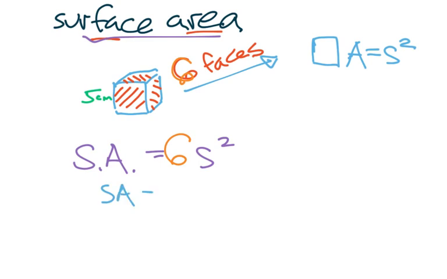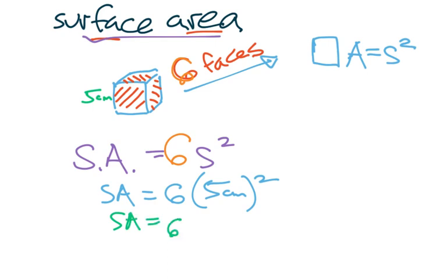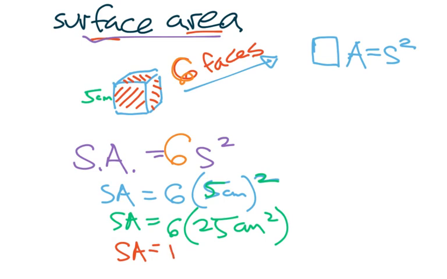And how would I do it? Well, I would just plug in SA is equal to 6, open up my parentheses, put my 5 centimeters in, and I'd square it. Now remember, you have to follow the order of operations. PEMDAS: Please Excuse My Dear Aunt Sally. So parentheses, then exponents. What is 5 centimeters to the second power? Well, 5 squared is 25, and centimeters to the second power is centimeters squared. Now I can multiply 6 times 25 and say that the surface area would be 150 centimeters squared. And I can box that up.